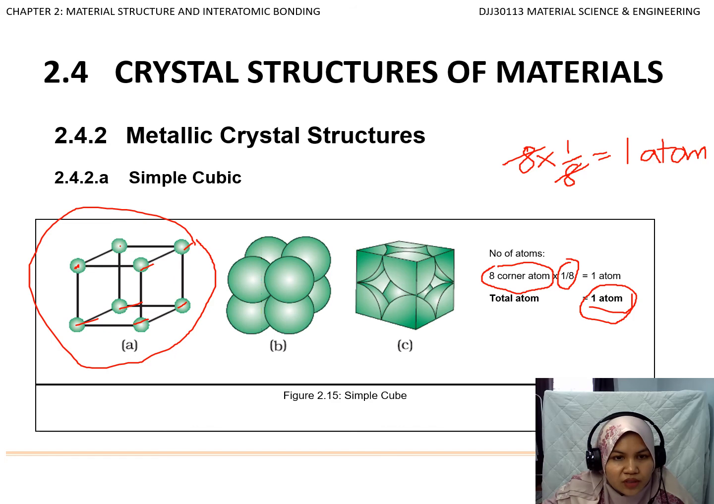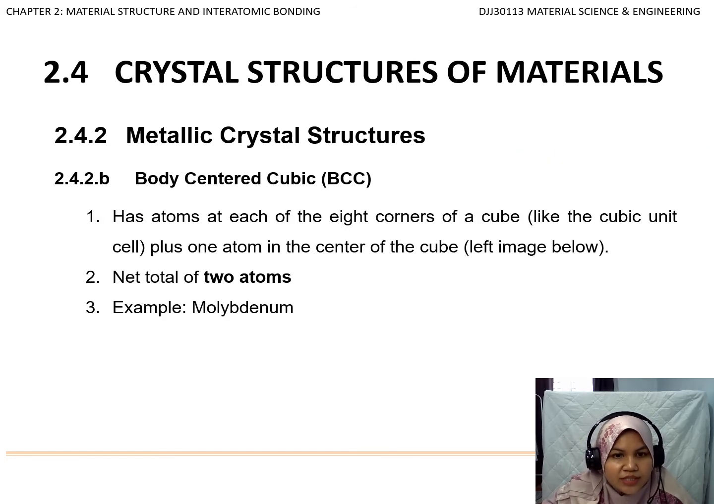Now, we move to the second one. Okay, body centered cubic or BCC. BCC has an atom at each of the 8 corners of a cube. Sama je macam simple cube tadi, setiap corner tu akan ada atom. And then, tambahan, dia ada satu lagi atom at the center of the cube. Pada kat tengah-tengah tu ada satu lagi another atom lah. So net total of atoms is 2 atoms.